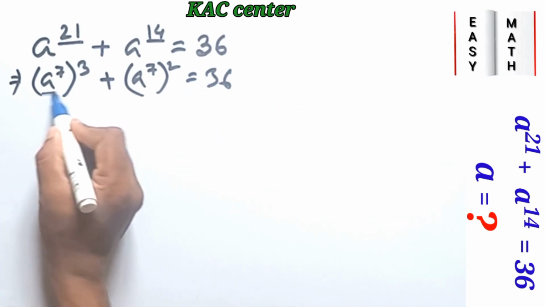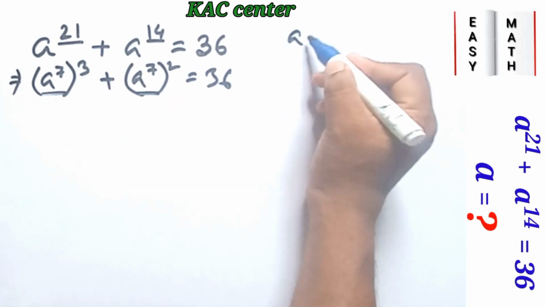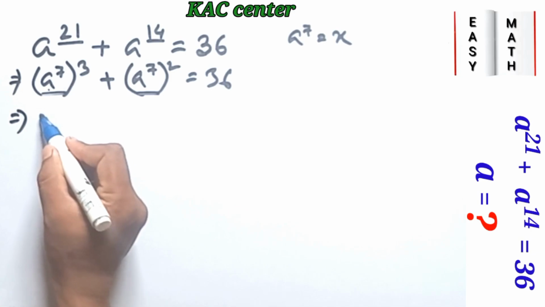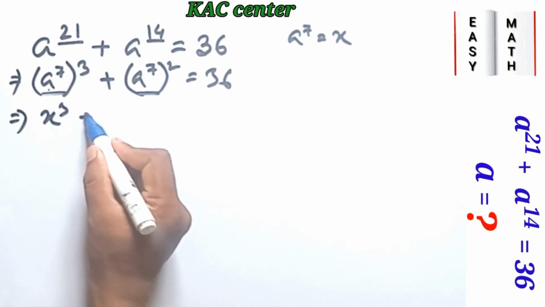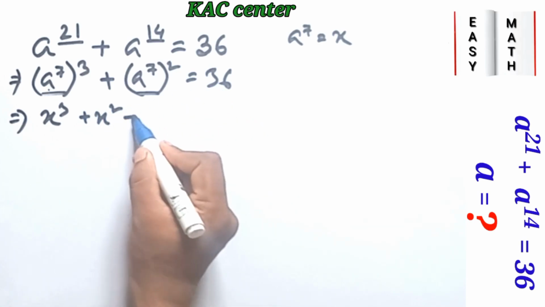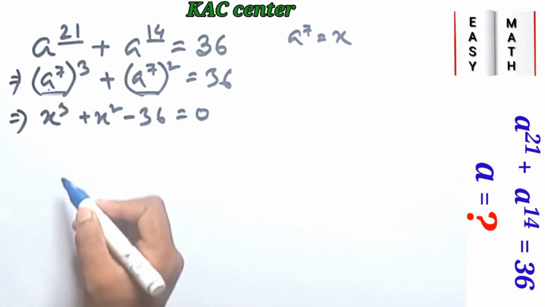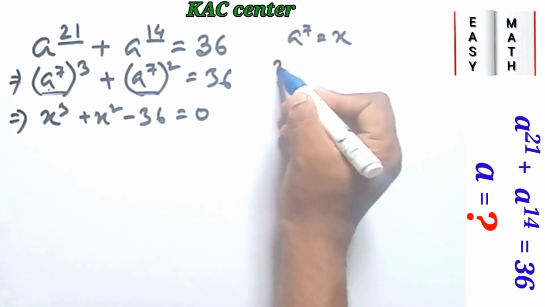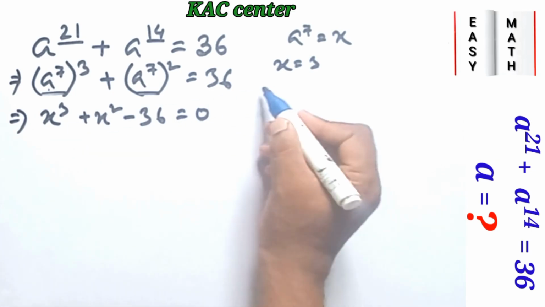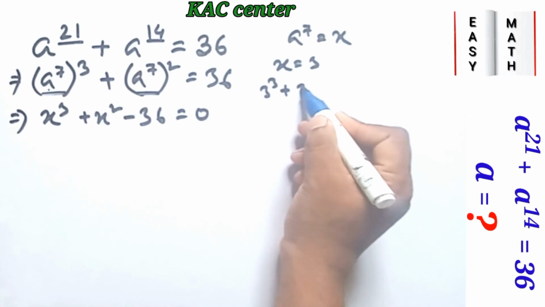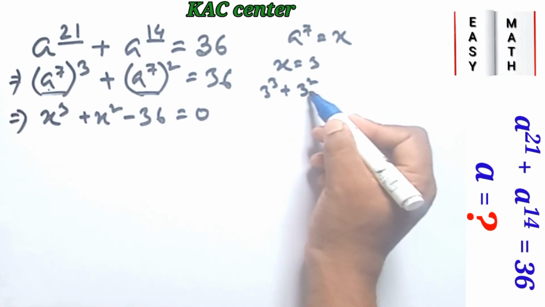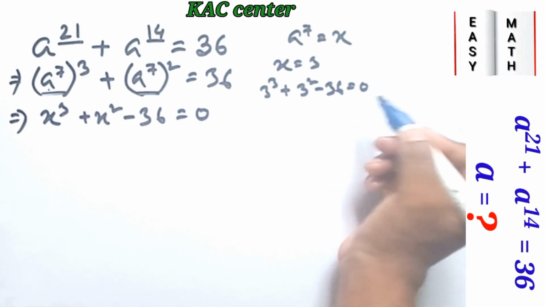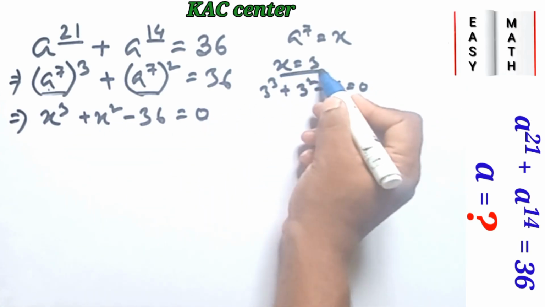Now this a to the power 7, we take this a to the power 7 is equal to x. So they are the x cube and the x square, and this is the minus 36 is 0. In this equation, if x value is 3, then 3 cube plus 3 square is 27 plus 9 is 36, and there is the minus 36, so total value is 0. This is satisfied when x is equal to 3.